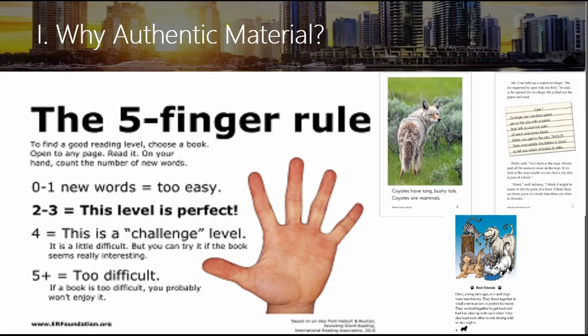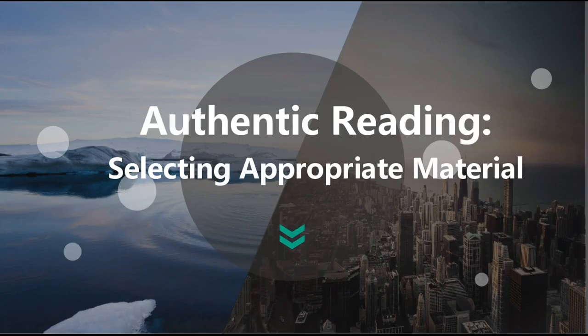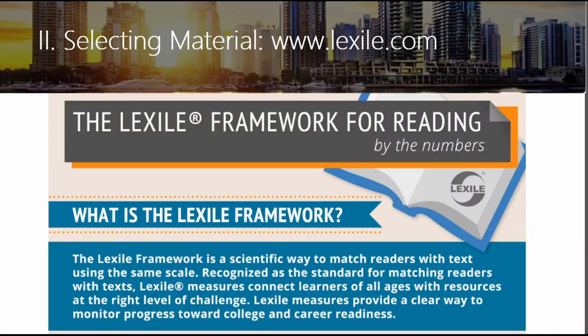So that's the 5-finger rule, and that's one way you can do it. We're going to talk about how to select it realistically. You can, of course, poll your kids and ask them how many words they don't understand on a page, but there are better ways to do that. If you're using a program, readtheory.org, which I highly suggest, then you can get a good Lexile estimate for each of your kids.